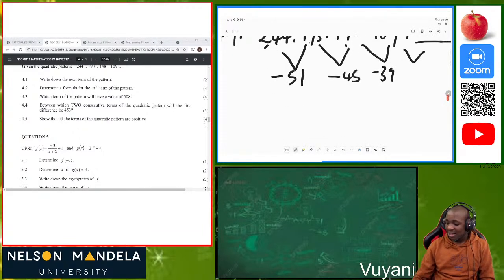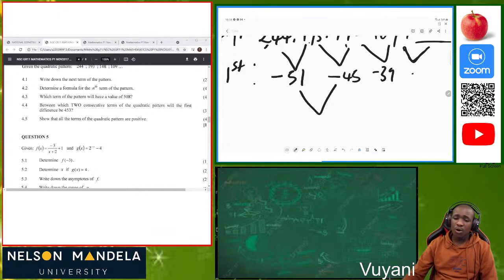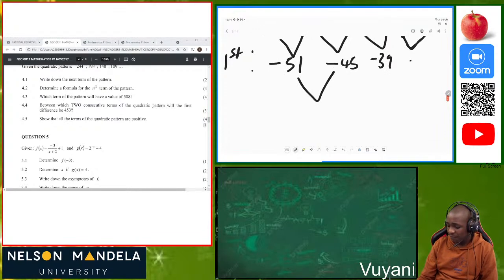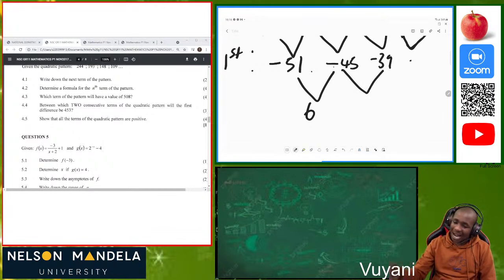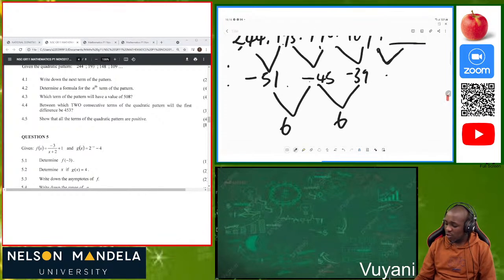You can see that this is now our first difference, but the first difference is not the same since it is a quadratic pattern. Now we have to find our second constant difference. When you say negative 45 minus negative 51, we get positive 6. Now coming again, when you say negative 39 minus negative 45, we get positive 6. You see, now we are having a constant difference.